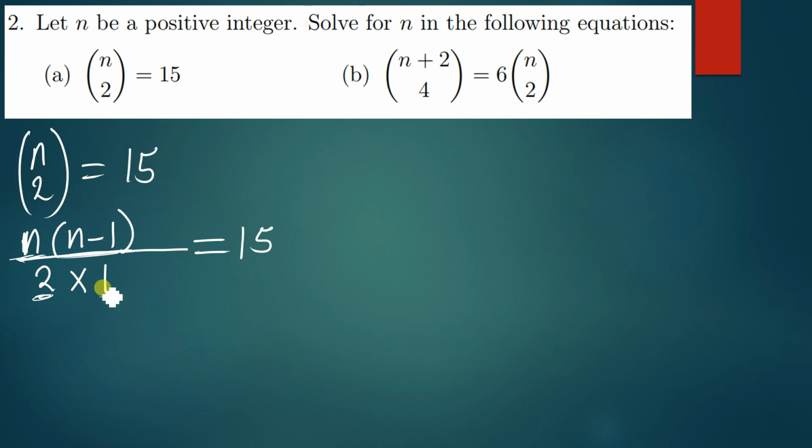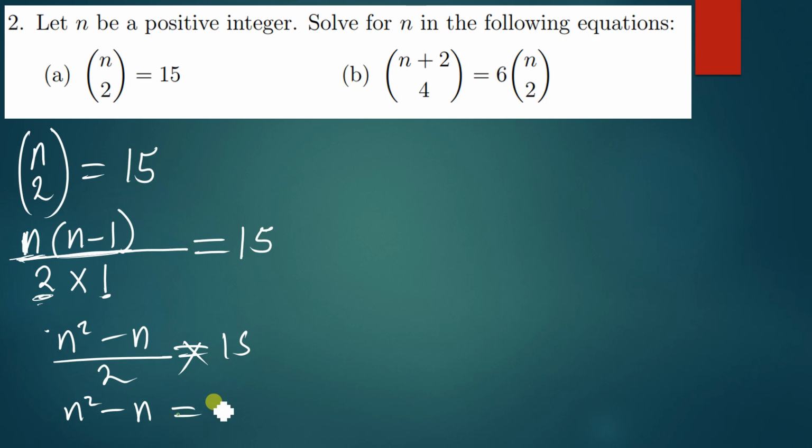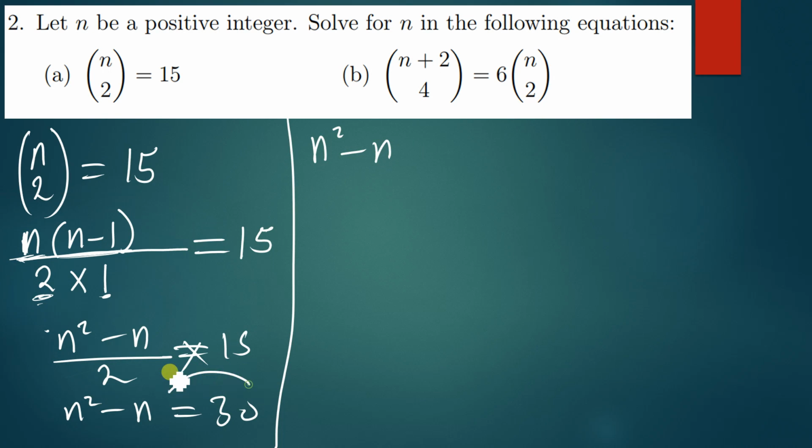So I can simplify this. So n times n, I'm getting n squared. n times negative 1, I'm getting negative n, over 2 times 1, that's 2, is equal to 15. So when you simplify this further, you're going to have n squared minus n, cross multiply there, is equal to 30. So this is a quadratic equation which everyone, I believe, can solve. So we have n squared minus n. When this 30 crosses the equal sign, we're going to get negative 30 being equal to 0.